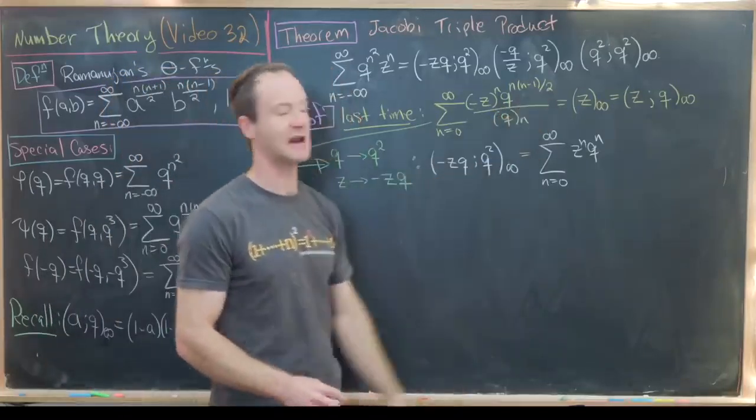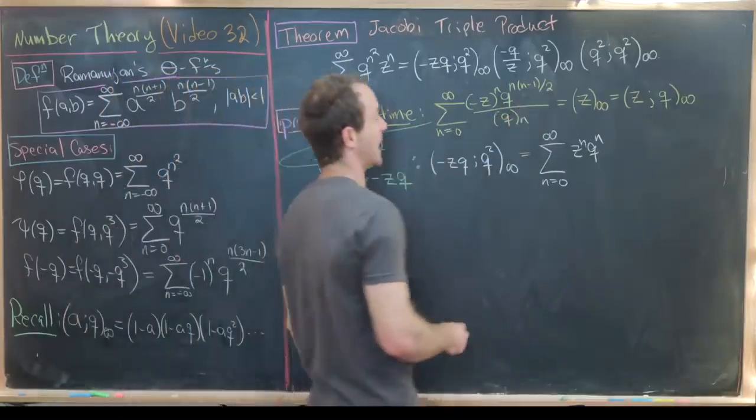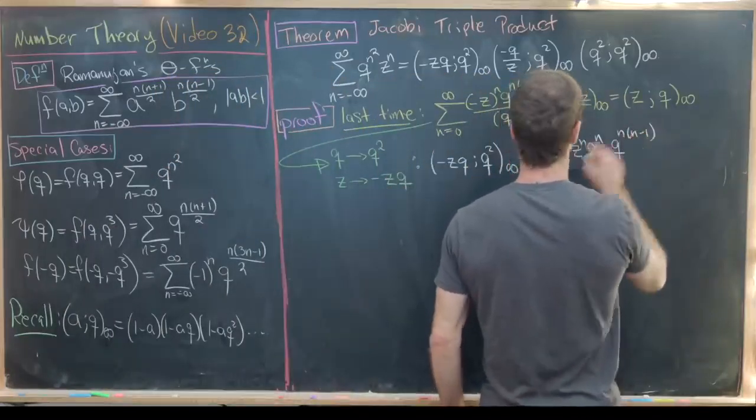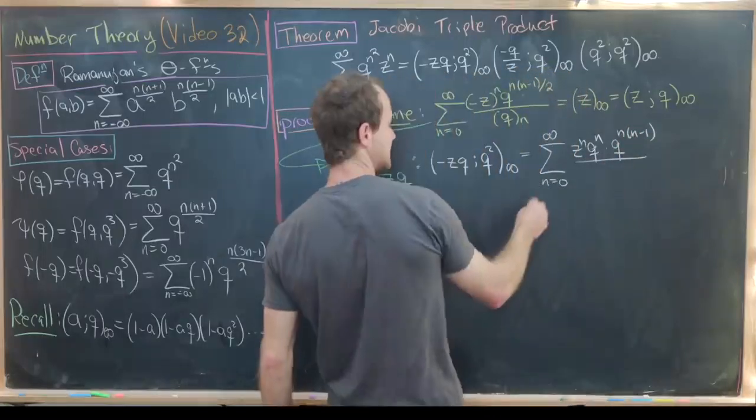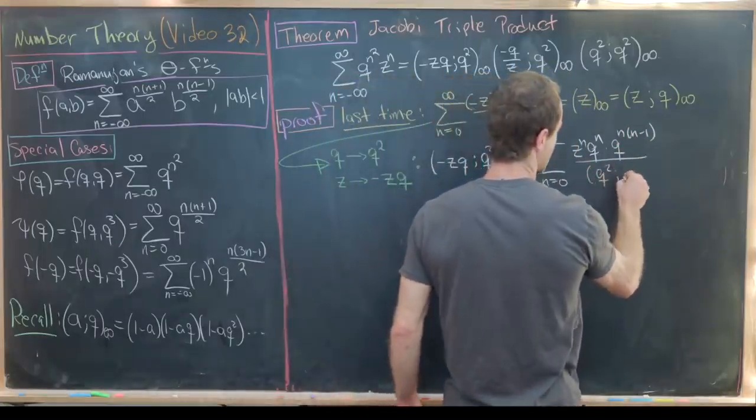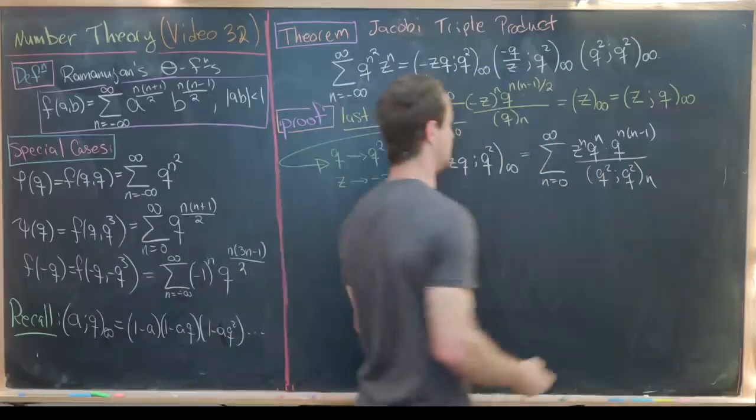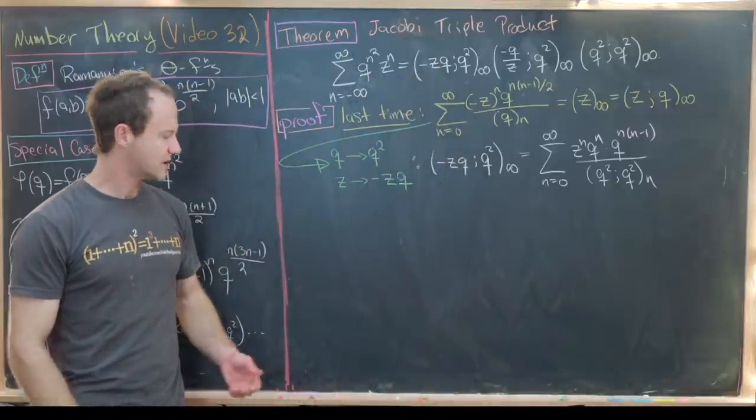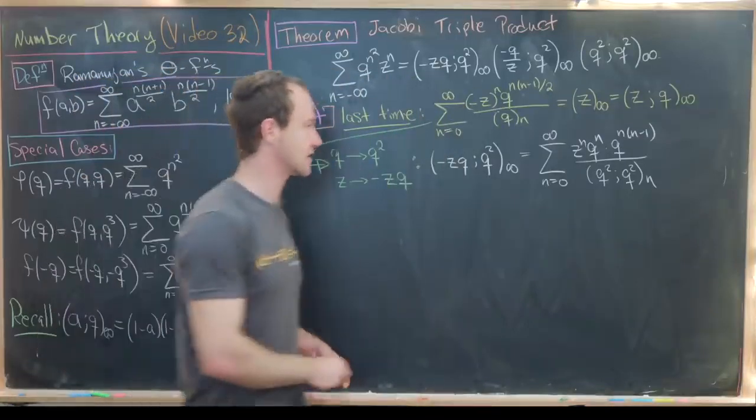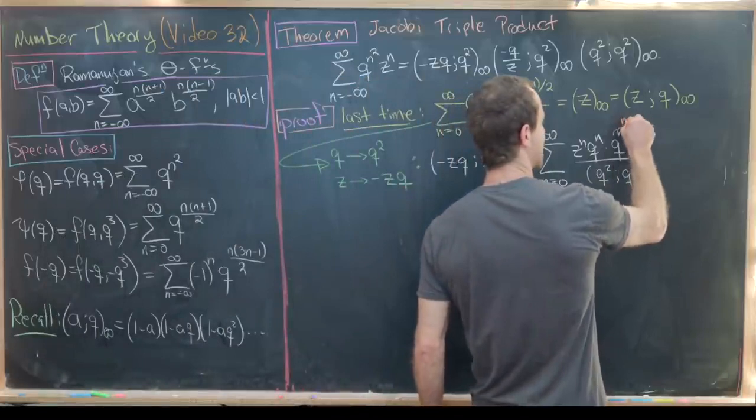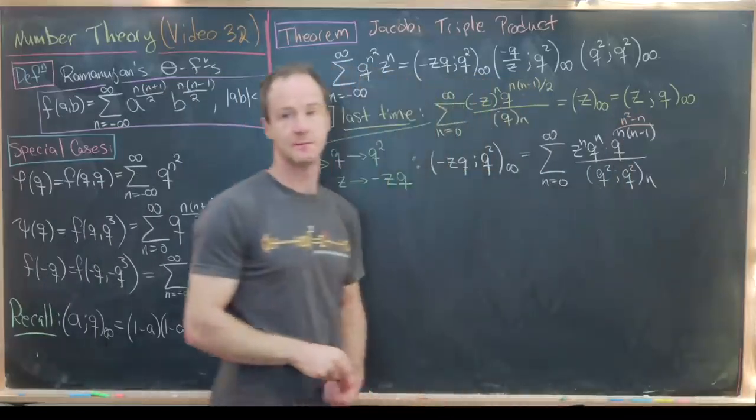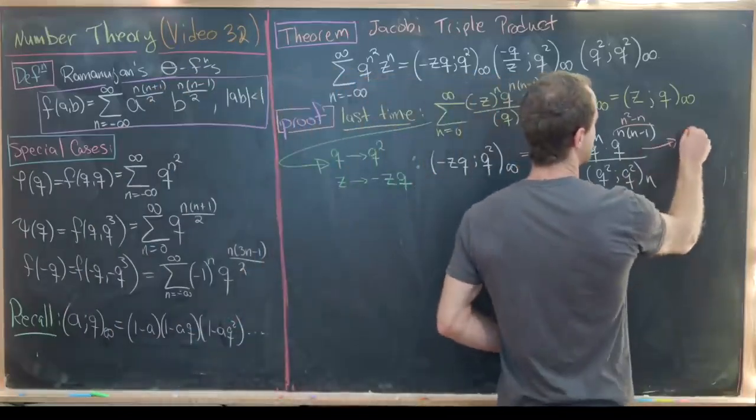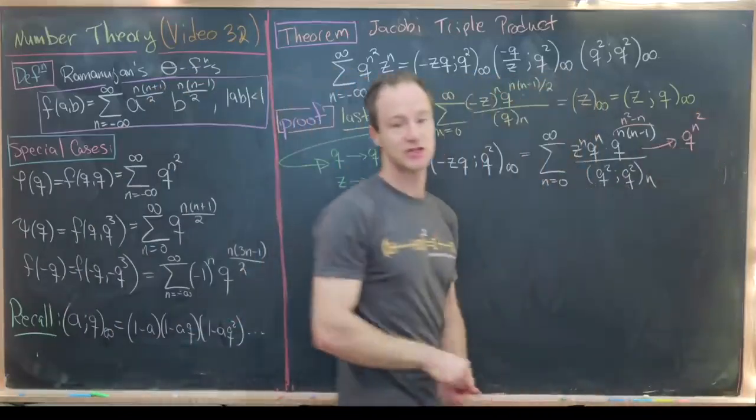So that's just going to kill the denominator in this exponent using exponent rules. So that'll be times q to the n times n minus 1. And this is all going to be over (q squared; q squared)_n, just because we're replacing q with q squared. But let's notice there's some nice simplification here. Notice this guy is exactly n squared minus n. So that means when we multiply these two terms here, we just get q to the n squared.